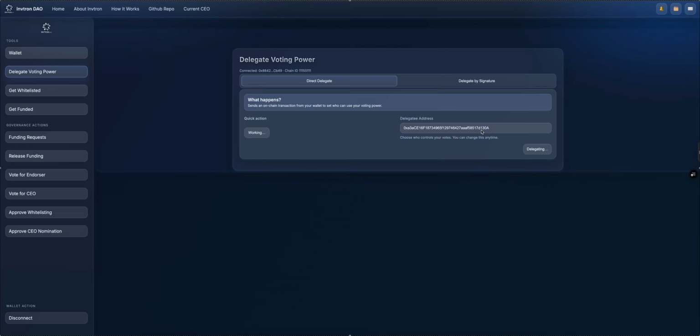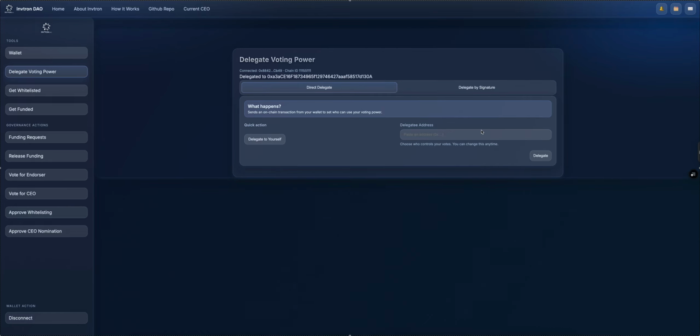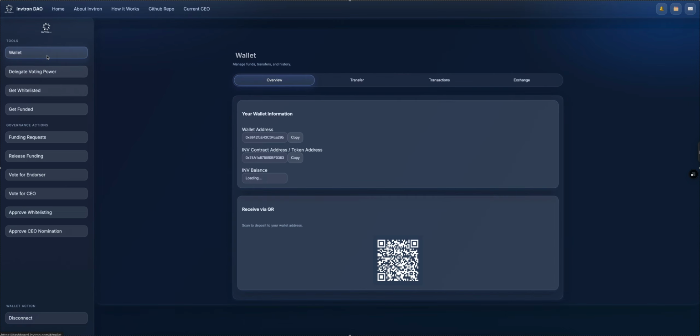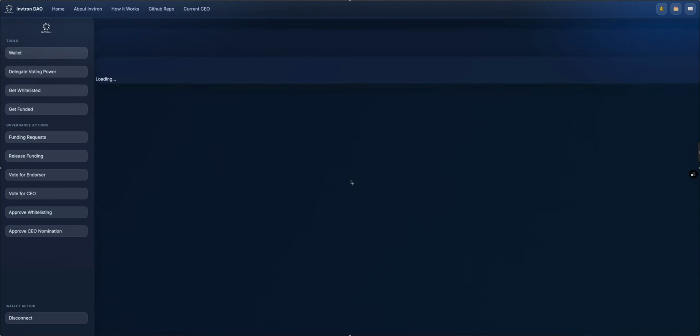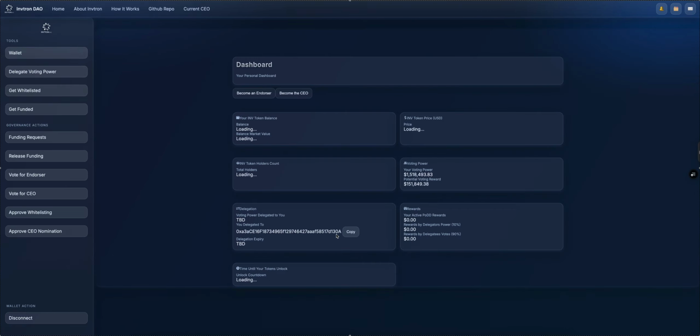Later on, I will explain why voting is important for the user as much as it's important for the DAO itself. As you can see, it's delegated to this account. If we go back to the home page, we will check, okay, it's delegated to this account, right? This is all on chain, of course. Now this account will be able to vote.